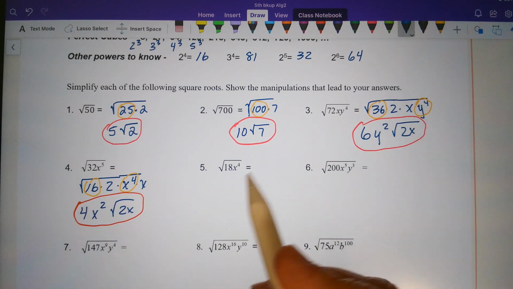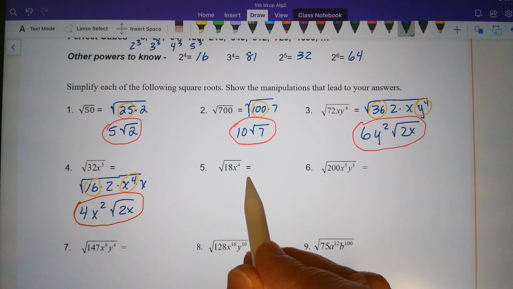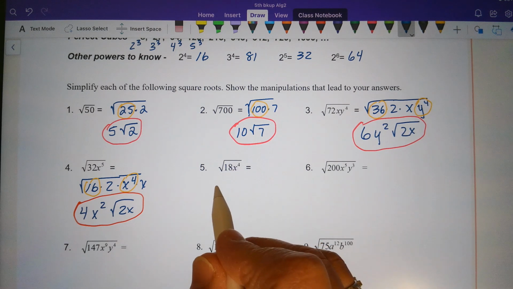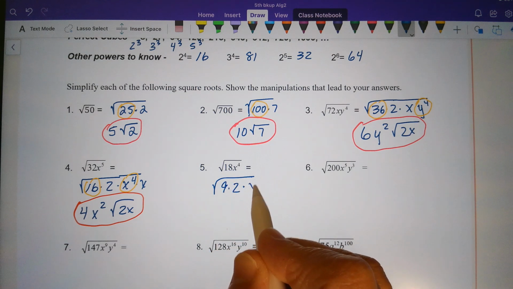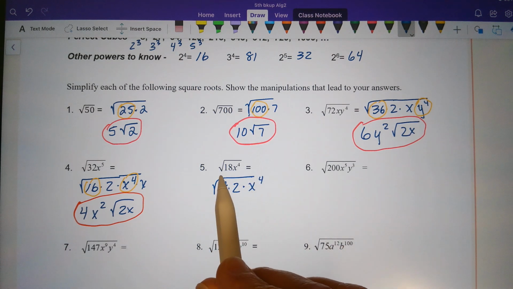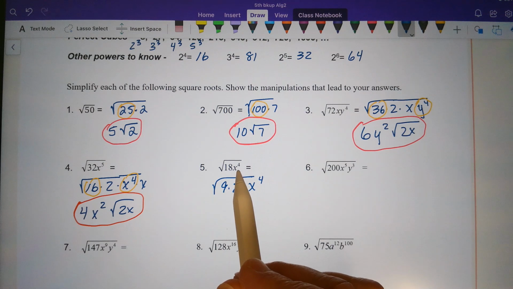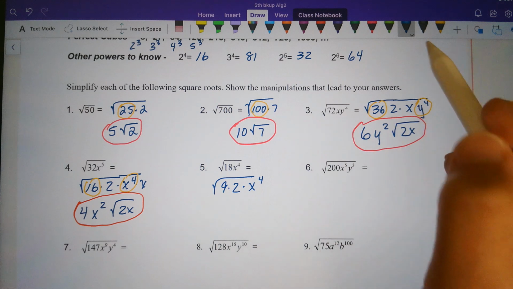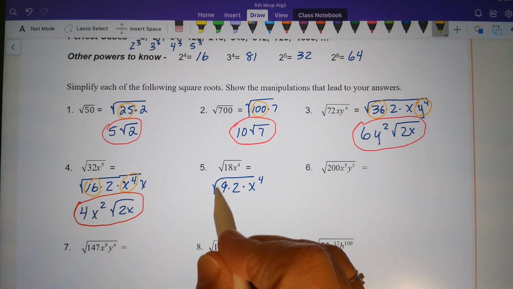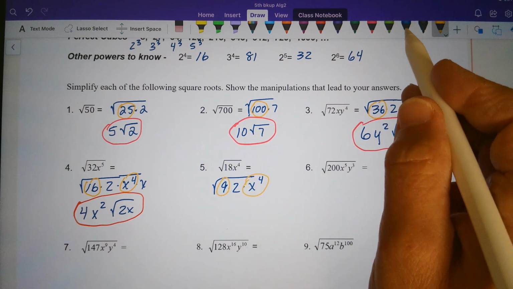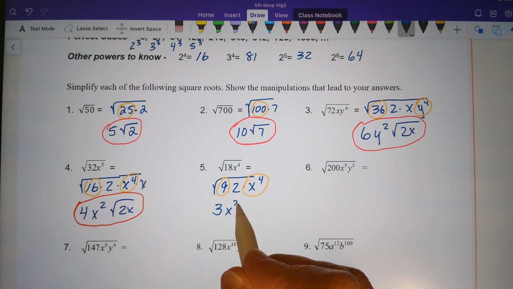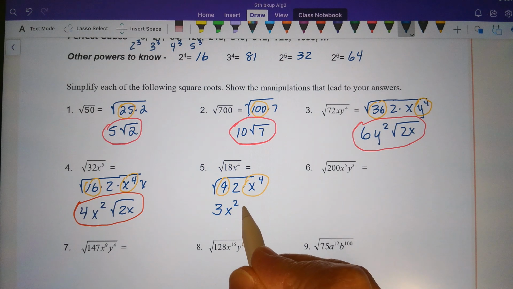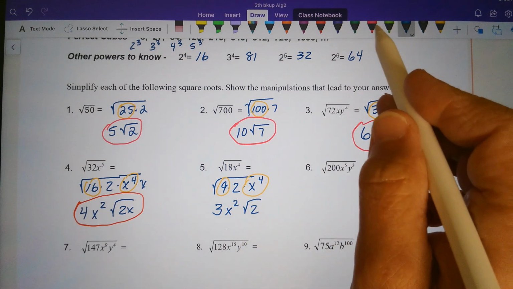Number 5, square root of 18x to the 4th. 9 times 2 is 18. As long as we're looking for square root, as long as the exponent on our variable is even, then it's a perfect square. We can take its square root. Square root of 9 is 3. Square root of x to the 4th is x squared. And what's not circled, square root of 2, remains.